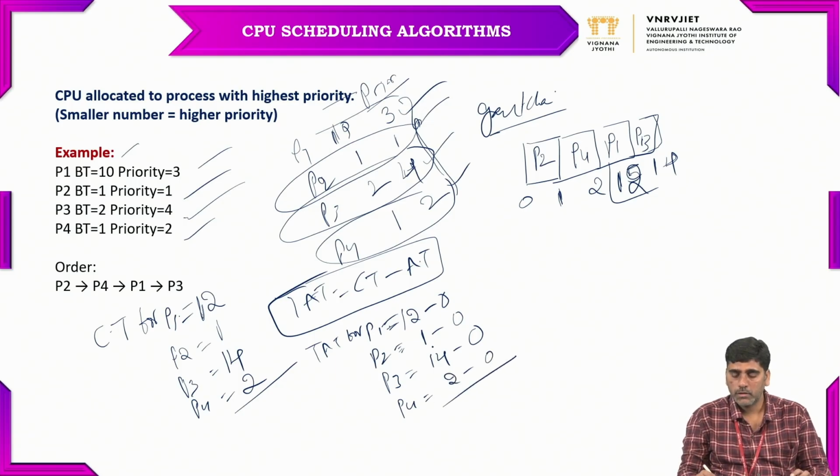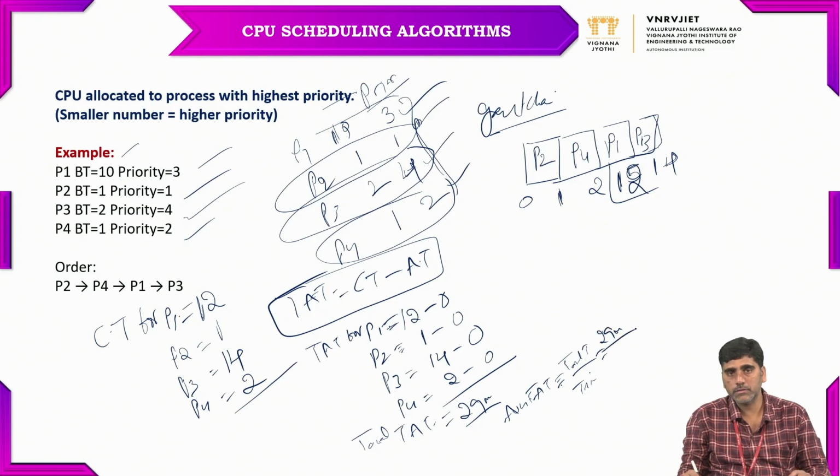So calculate all these things. 12 plus 1 is 13, plus 14 is 27, plus 2 is 29 milliseconds. 29 milliseconds is the total turnaround time for all processes. The next thing we have to find out is the average turnaround time. Average turnaround time equals total turnaround time divided by total number of processes. Total turnaround time is 29 milliseconds divided by the total number of processes, 4. So 29 by 4 is 7.25 milliseconds, which is the average turnaround time for all the processes.